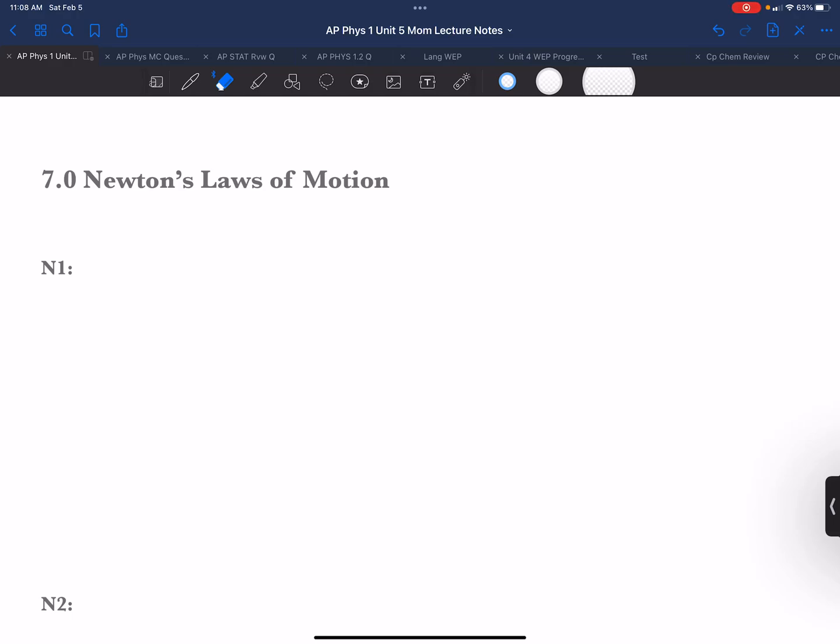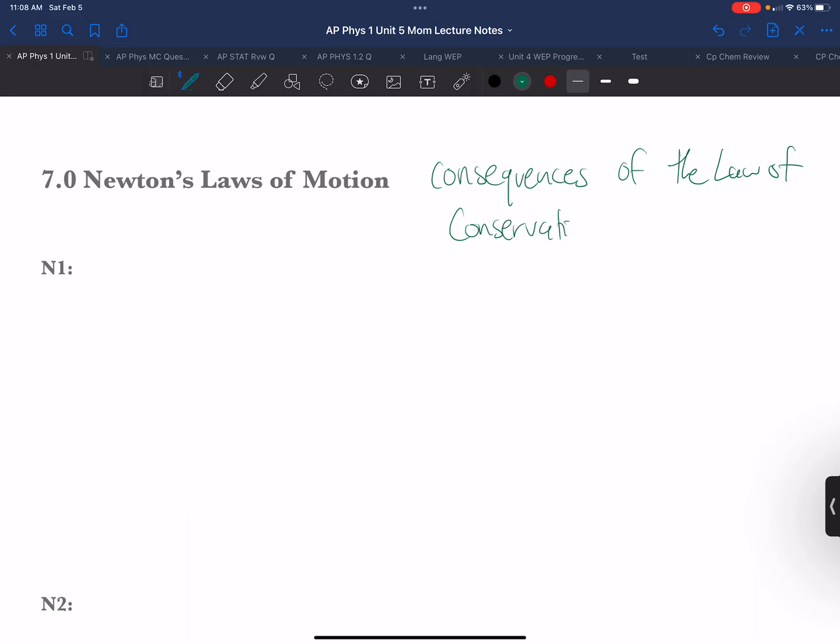In this installment, we're going to summarize Newton's laws of motion and where they came from. And what you will see is that all of Newton's laws are consequences of the law of conservation of momentum. They aren't actually anything truly all that special. They're just consequences of the law of conservation of momentum.